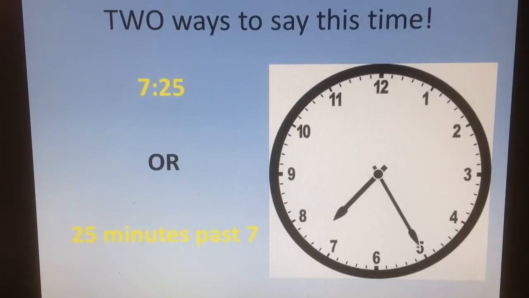So basically what that means is the time is 7:25. In other words, 25 minutes ago, it was 7 o'clock. It's now 25 minutes past 7 o'clock, or what we say, 25 minutes past 7.